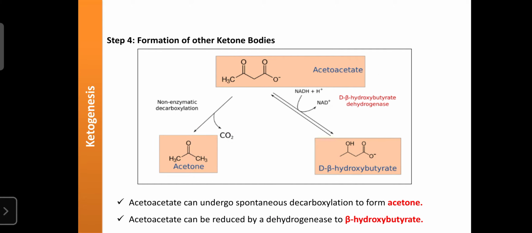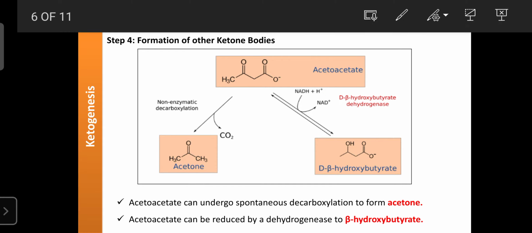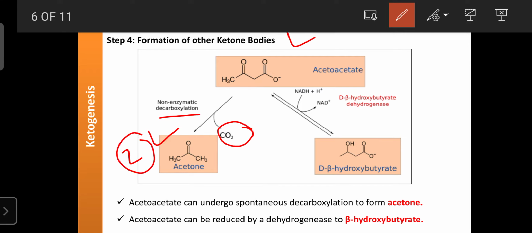Next is step 4, the formation of the other ketone bodies. This acetoacetate, without an enzyme, can undergo decarboxylation and release carbon dioxide. Then it forms acetone. So acetone is another ketone body, formed from the acetoacetate without any enzyme, known as non-enzymatic decarboxylation, where the acetoacetate is converted into acetone.